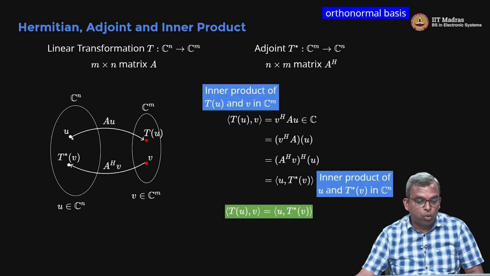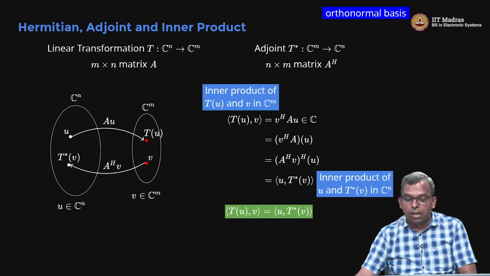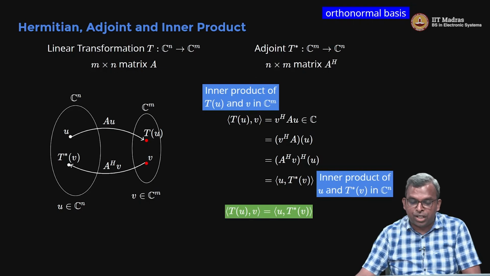If you have a vector u in Cn, you do Au, you go to Cm, and that is T of u. So, T of u is Au, and that goes to Cm. Likewise, you can start with a vector v in Cm, and then operate it with A Hermitian. So, multiplying with A Hermitian v will take you to Cn, and that is my T star of v. So, from Cn you can go to Cm, and from Cm you can go to Cn, and that is the definition for T and T star. Okay. So, notice this very interesting relationship.